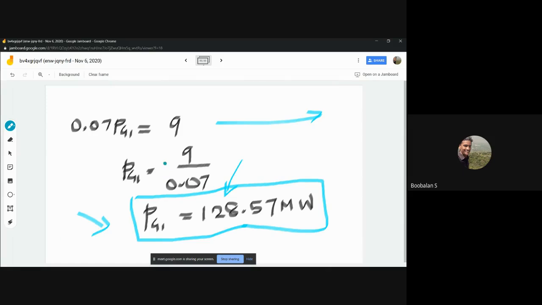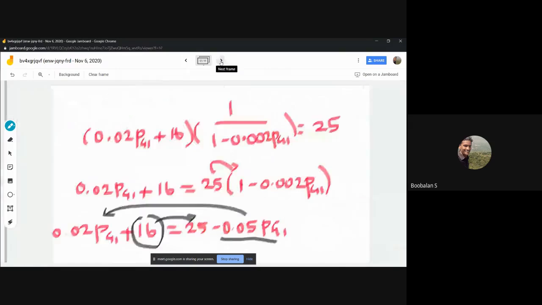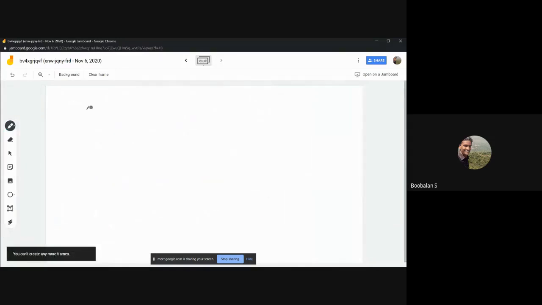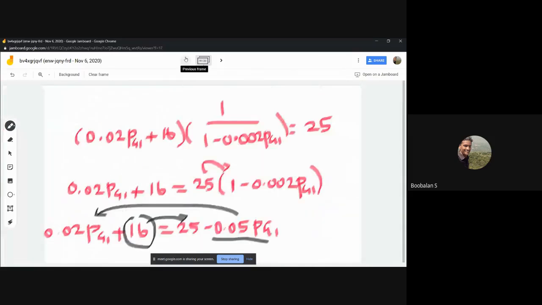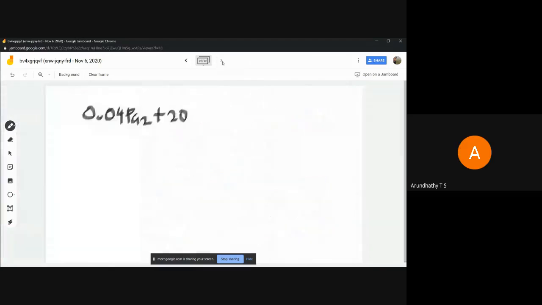And now we need to find out PG2 also. Once we have found PG1, where can we calculate PG2? In our economic condition equation, right? So here, this equation is also going to be equal to 25. This is a constraint, right? That's why. Now 0.04 Pg2 plus 20, I guess, right? So 20, one second, let me verify that. Yeah, 20, right? Yes, sir. Equal to 25.